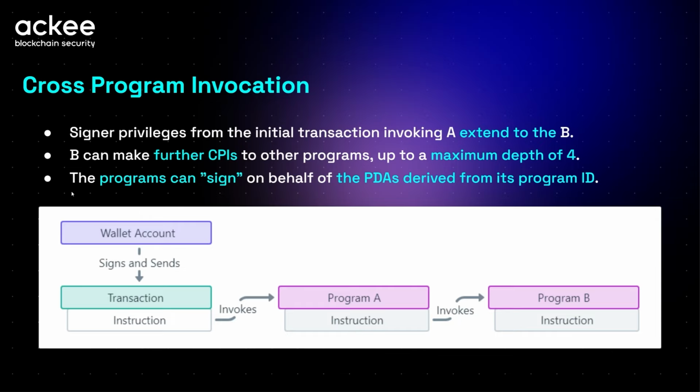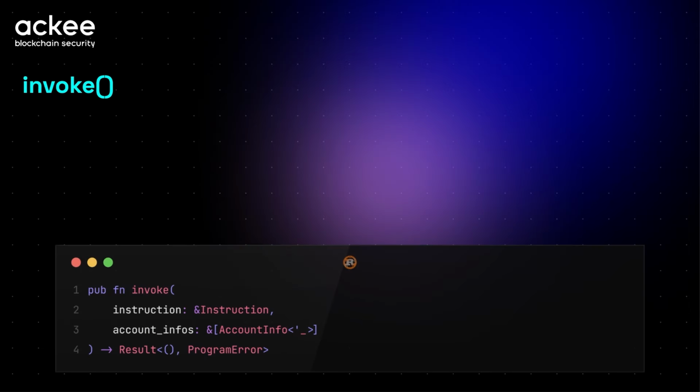And this is important regarding the PDAs. The program can sign on behalf of the PDAs derived from its program ID. You will see during the next slide how it's actually done. First of all, we have the invoke function. We have basically two functions used for calling additional programs: invoke and invoke signed.